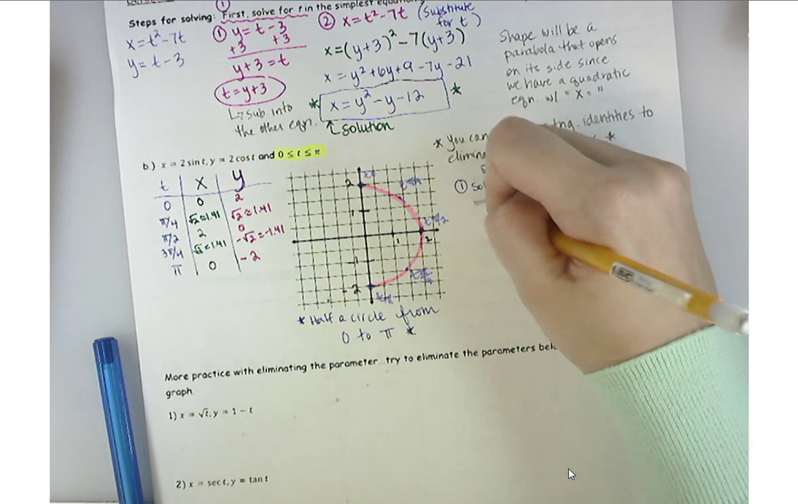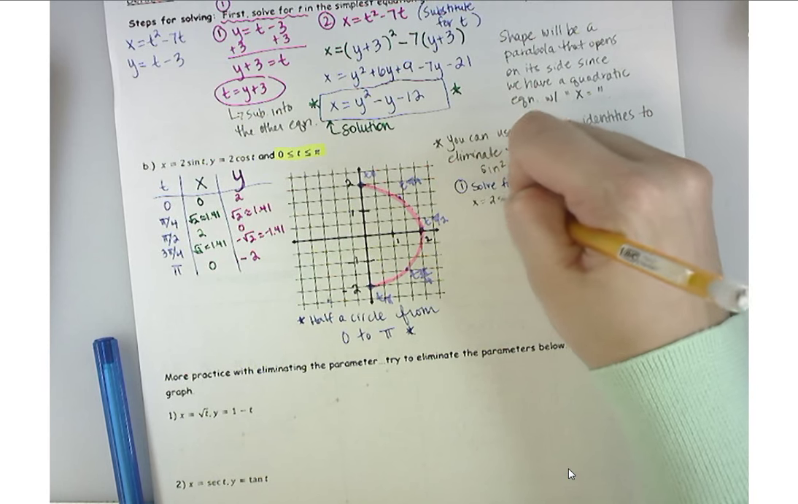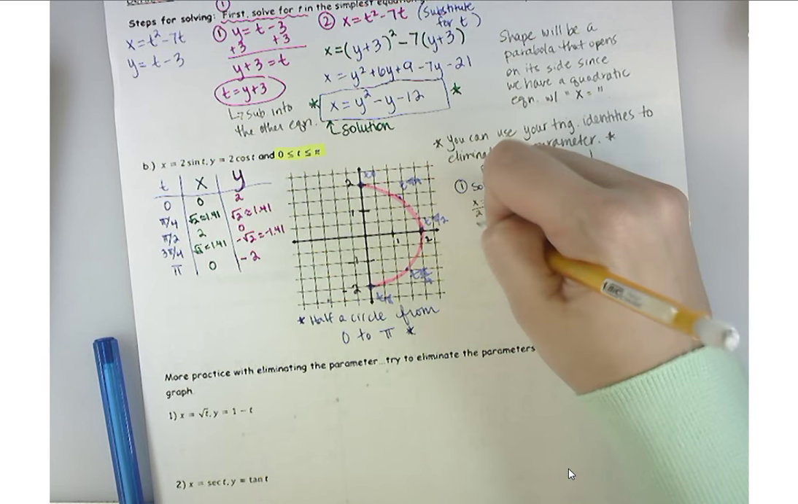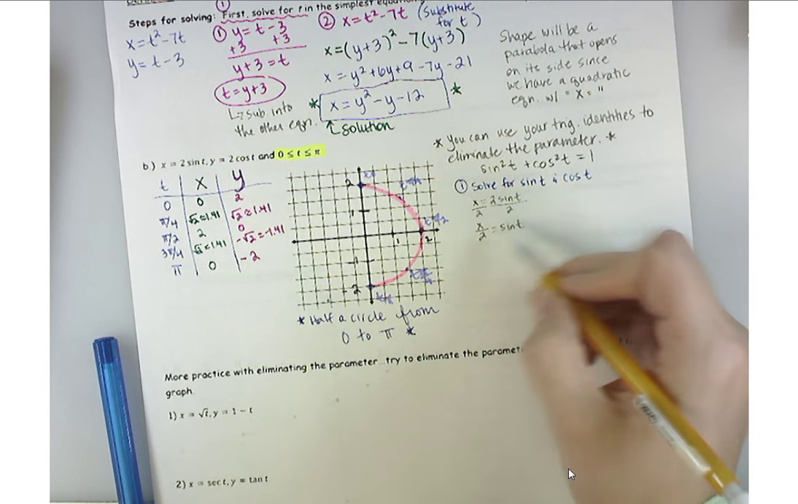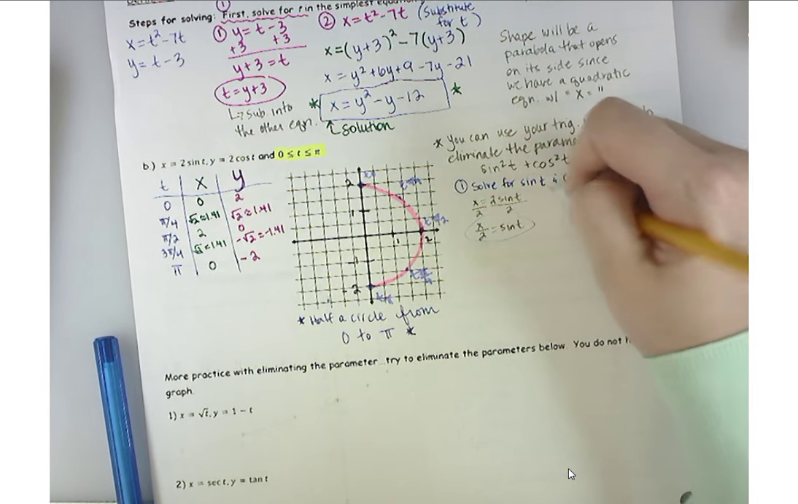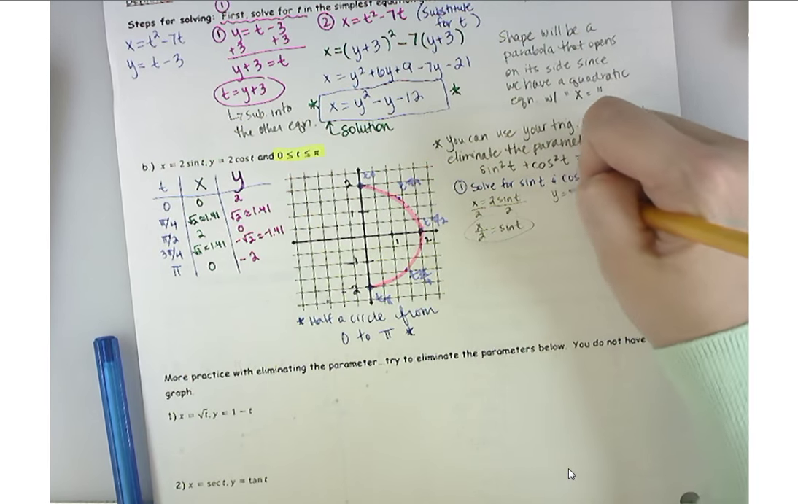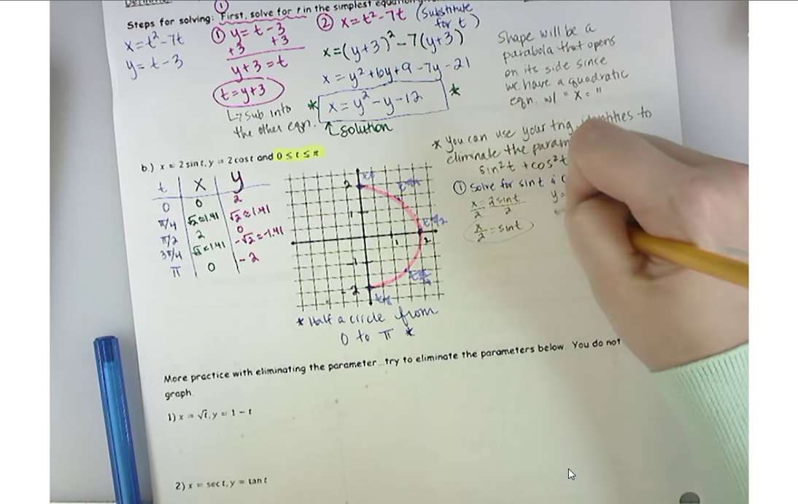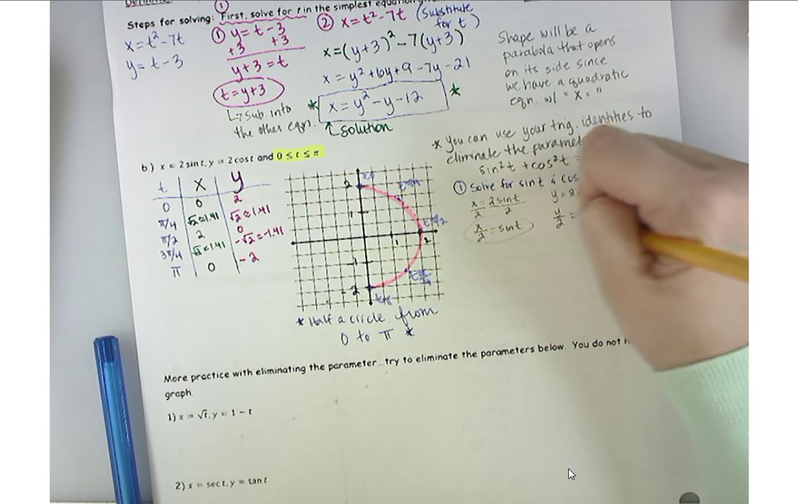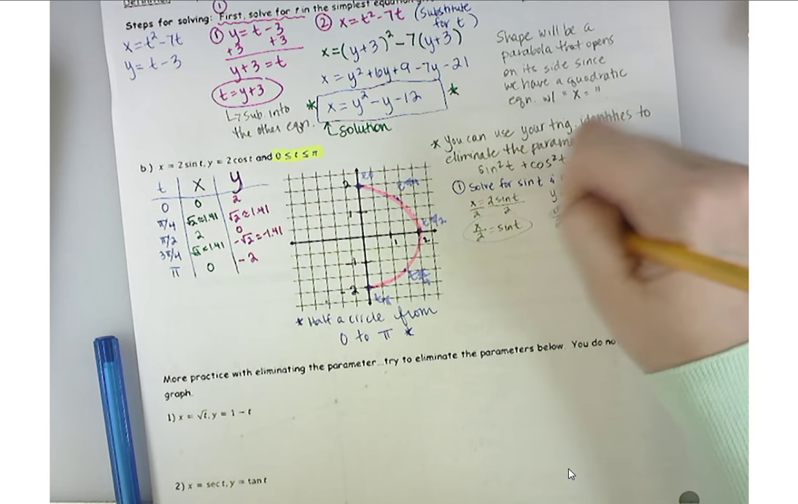So if I have x equals 2 sine of t, and I just want sine of t, I'm just dividing both sides by 2. So x over 2 equals the sine of t. Okay, so I have that. If y equals 2 cosine of t, I'm just going to divide again both sides by 2, and that will give me the cosine.